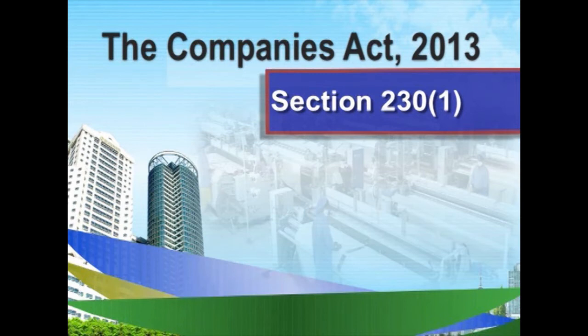The application under Section 230, subsection 1 of the 2013 Act for compromise or arrangement can be made not only by the liquidator of the company which is in liquidation, but also by any of its creditors or its members.